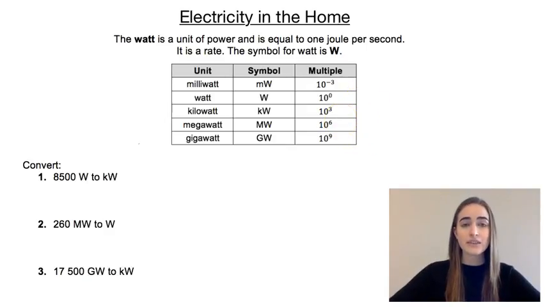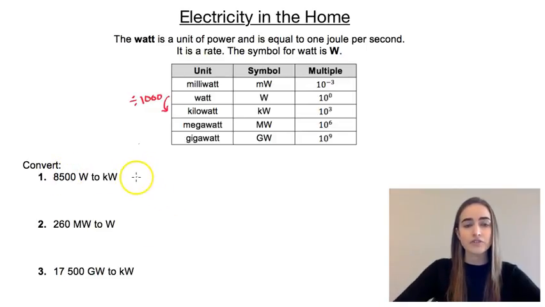Let's have a look at a few examples of converting between different units. So our first one asks us to convert 8,500 watts into kilowatts. Because we're going from watts to kilowatts, we're going into a bigger unit, which means that our number is going to become smaller. Now because we've gone one step, we're going to divide by 1000 or divide by 10 to the power of 3. So that means 8,500 watts is going to be equal to 8.5 kilowatts. So we've divided by 1000.